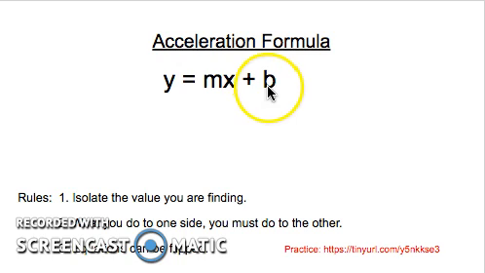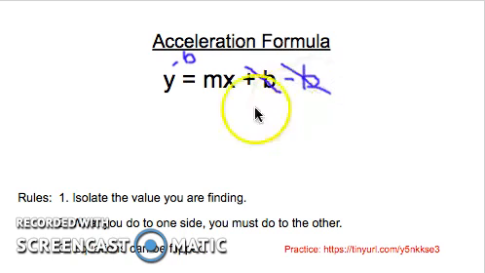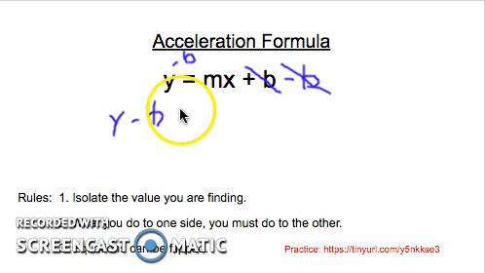Let's get rid of the plus b first. Here's how you get rid of something that is added to it. All you have to do to get rid of it and put it on the other side is subtract that value, because plus b minus b is nothing left. But remember, what you do to one side, you have to do to the other. So I'm going to subtract b over on this side as well. So that cancels the b's because b minus b is nothing. And we are left with y minus b equals m times x.